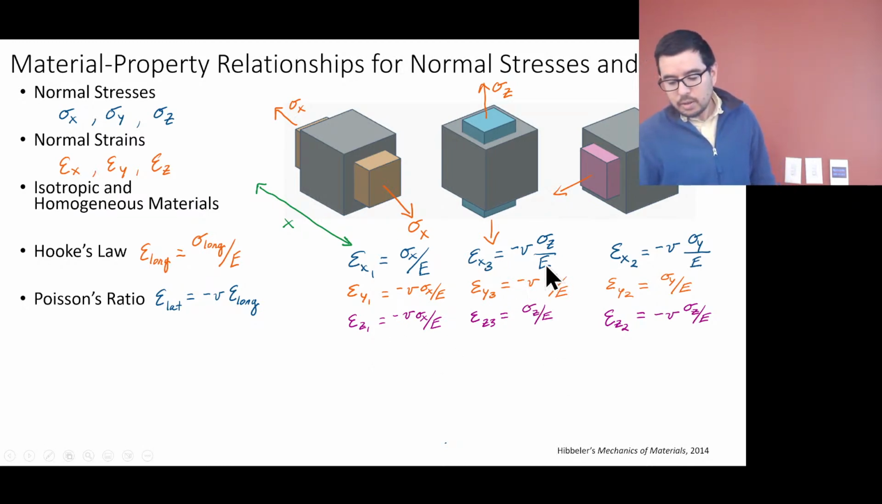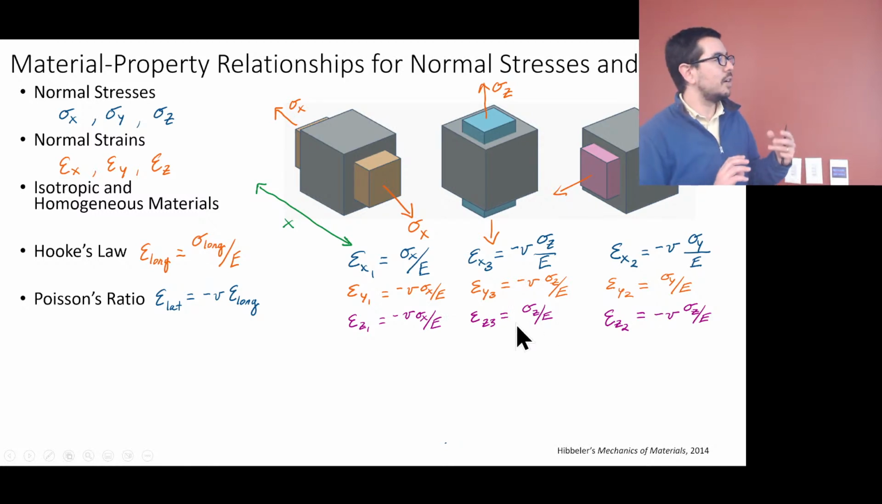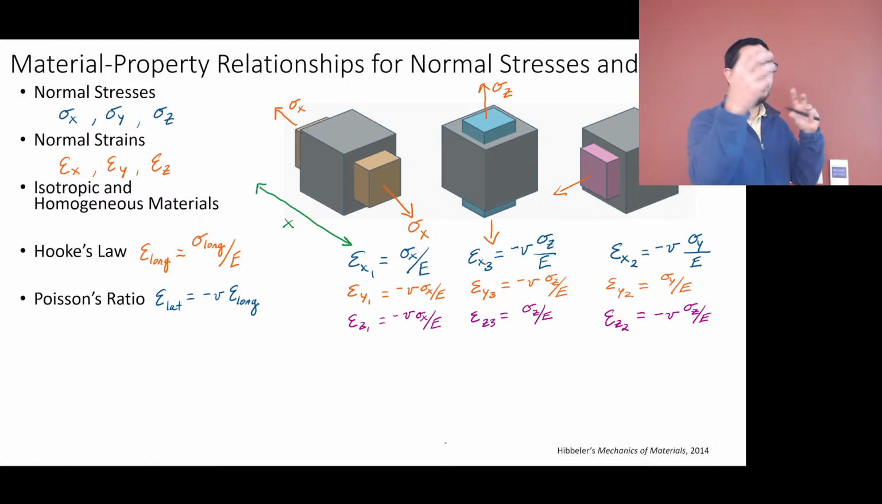Hooke's law: if I apply stress in the z direction, Poisson's ratio tells me that I get contraction in the x direction. This is the x direction, yes, x3. If I apply stress in the z direction, I get contraction in the y direction. And Hooke's law tells me I get extension in the z direction. You see this pattern developing, right?